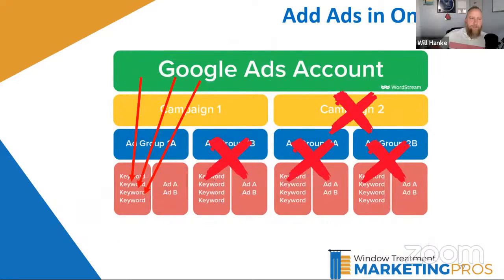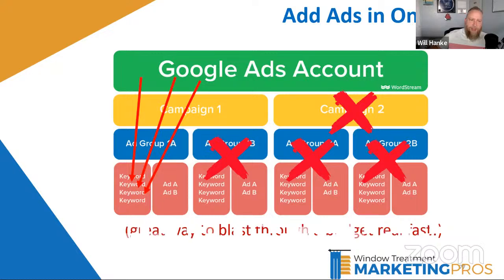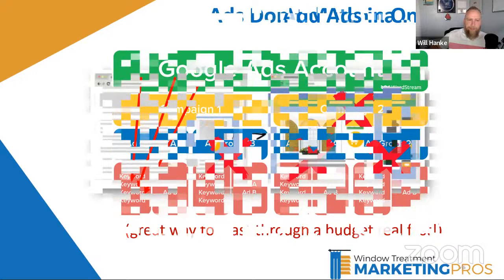So the other thing that people do, and I mentioned this earlier, is they only run one campaign, and they put every keyword in every single ad and try to just run one campaign for everything. Not a great use of your money. That's definitely a great way to blast through a budget quickly.